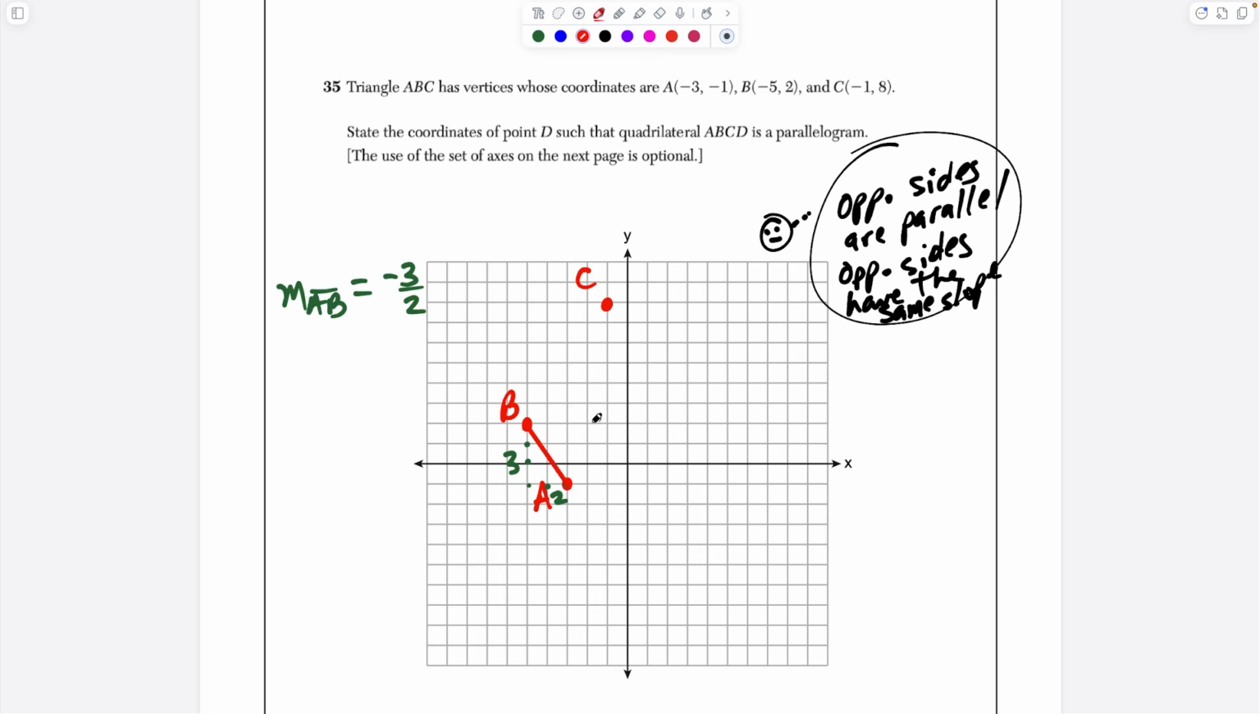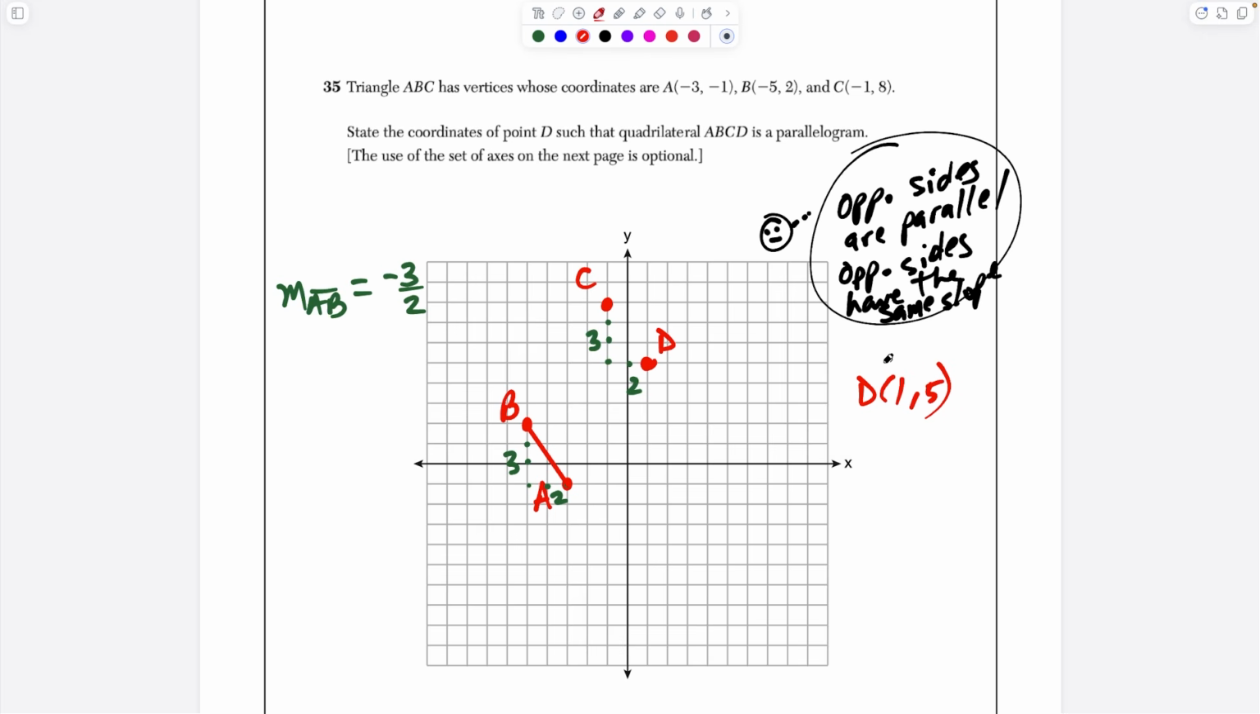Well, if the slope is -3 over 2, then I could do the same thing over here to find where point D is. So this would be down 1, 2, 3, and then over 2. This tells us point D would have to be over here in this location. Point D would have to be at over 1, up 1, 2, 3, 4, 5. So D is going to be at 1, 5.